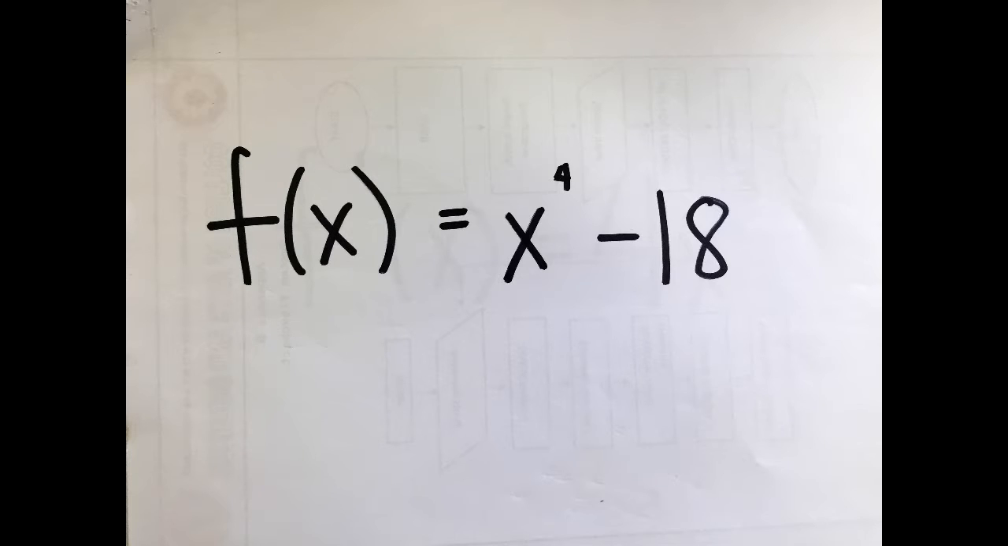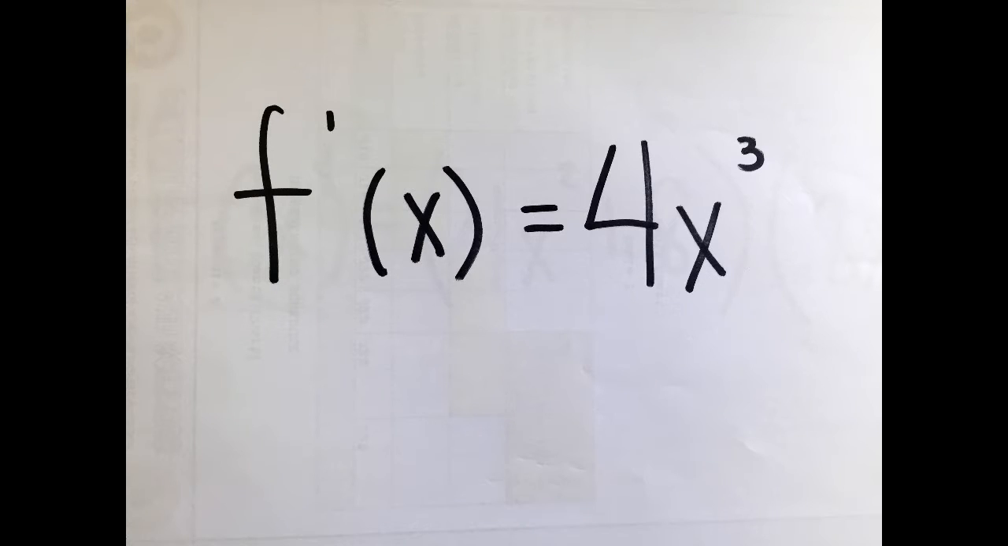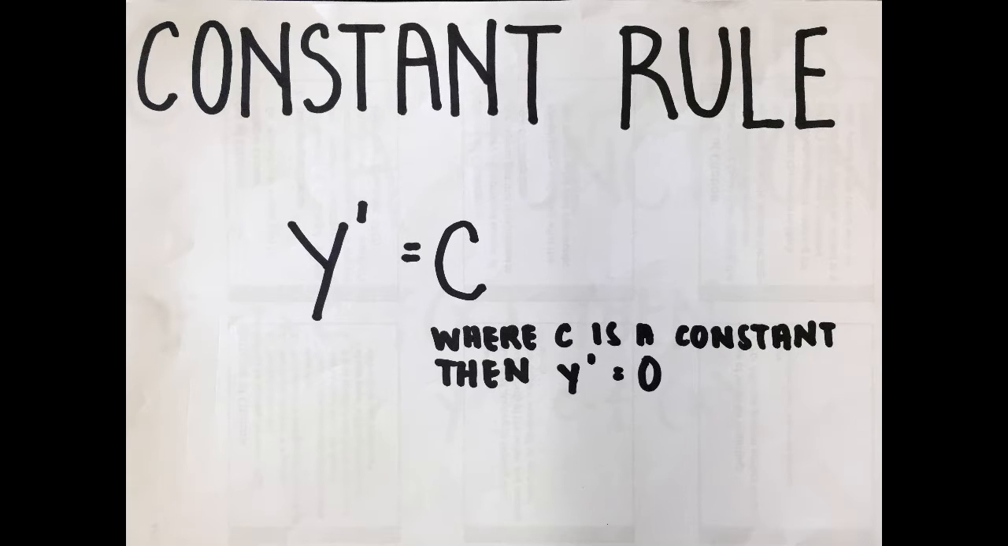Let's start with constant rule first. Our given is f of x is equal to x to the fourth power minus 18. In solving the derivatives, you will multiply the exponent to x, giving it a 4, and we will subtract 1 from our exponent, making it 3. In this rule, the constant numbers will become 0.